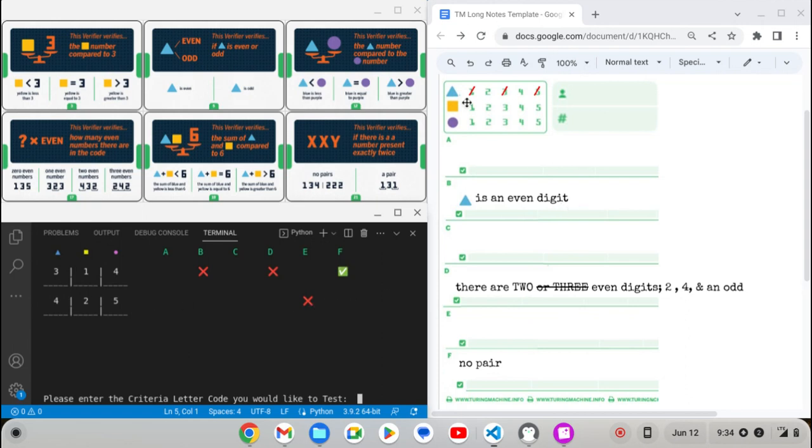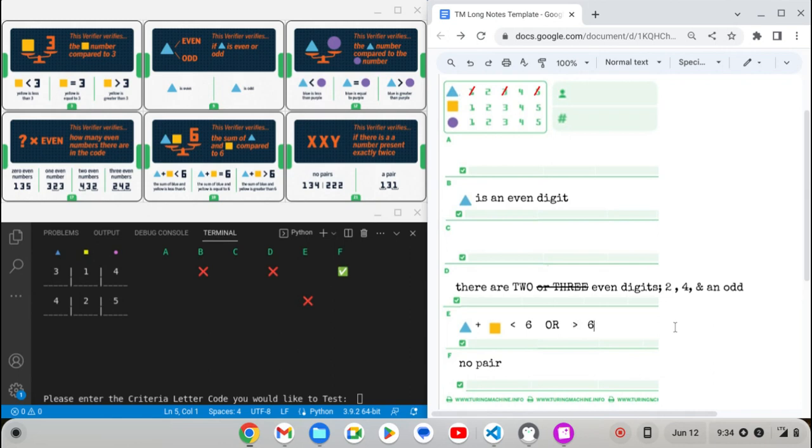So that means that the sum of triangle and square is either less than or greater than 6.